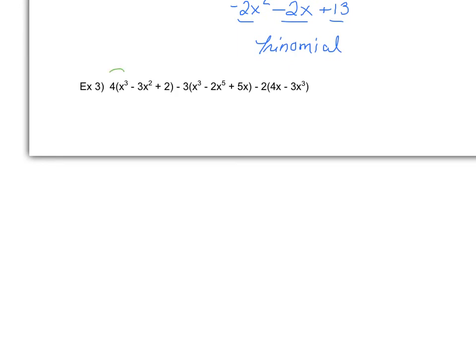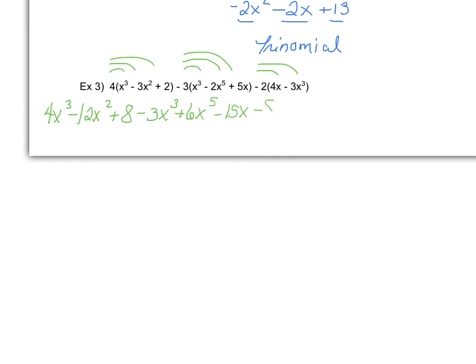Again, I start with my distributing, and it looks like I can distribute a 4 into the front set of parentheses, a negative 3 into the next, and a negative 2 into the next. Remembering the sign belongs to the number. 4x cubed minus 12x squared plus 8 minus 3x cubed plus 6x to the 5th minus 15x minus 8x plus 6x cubed.